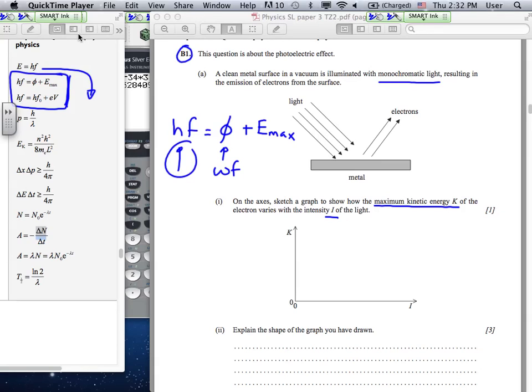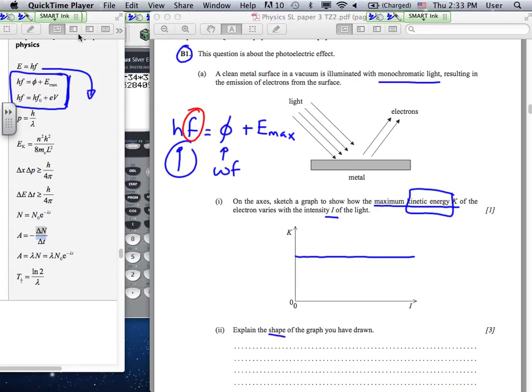So as you can see, there's nothing to do with intensity in this, where intensity would be purely the number of photons, but the energy of the photons depends, this kinetic energy depends on the frequency of the light. This is the determining factor of the energy of a photon. So your maximum kinetic energy is going to remain the same as you increase the intensity. What you're going to have is more photons, therefore more electrons, but the amount of energy that they have would be the same.